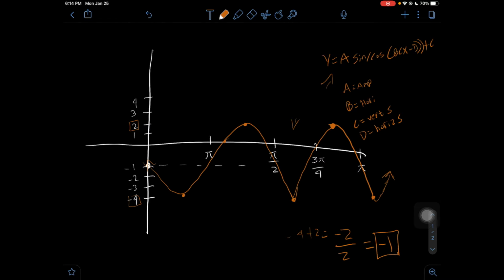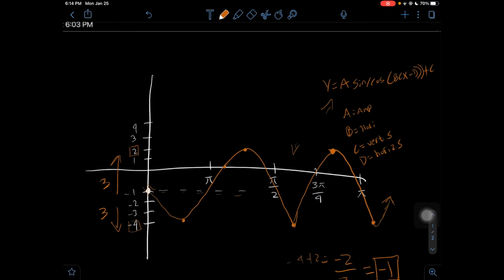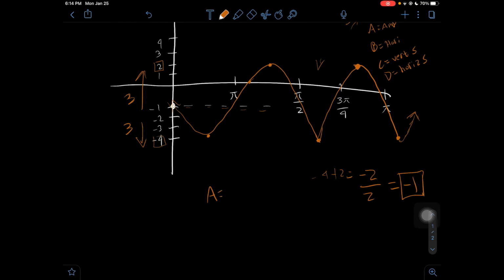So if we have a center point at -1, I dashed it with some lines, as you can see right here. And we want to see how far we go from our center line, which we just determined was -1, to get to 2 and to get to -4. Well, from -1 to 2, it's 3. And from -1 to -4, it's also 3. That means our amplitude, or our vertical stretch, is 3. So we have an a value of 3.